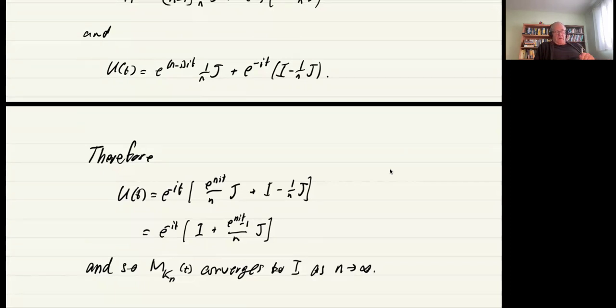So for large values of n, with high probability, the quantum walker stays where they start. And so you can't get perfect state transfer on a large complete graph, because you would need an off-diagonal entry of M of t to be 1. But the off-diagonal entries are going to 0. So there's no perfect state transfer. So this is a surprising property of the complete graph.